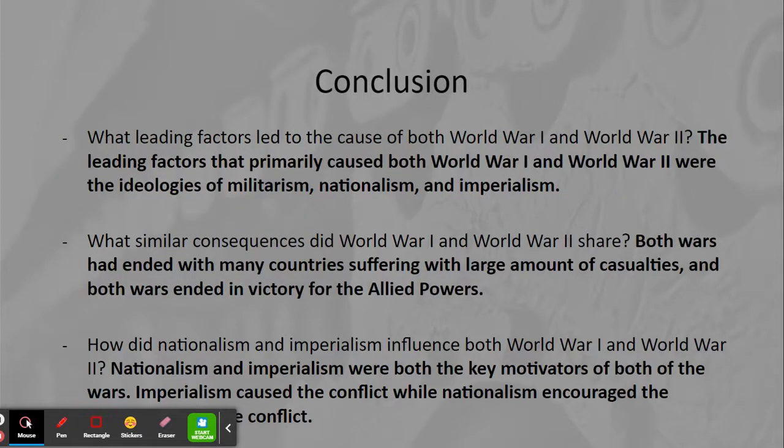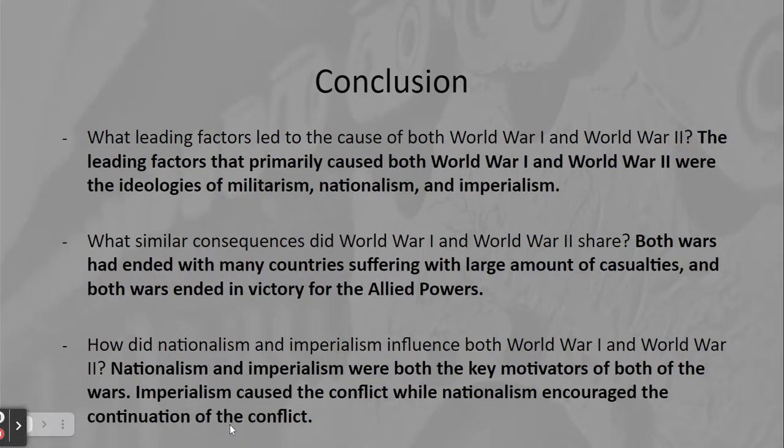And in conclusion, what leading factors led to the cause of both World War One and World War Two? The leading factors that primarily caused both World War One and World War Two were the ideologies of militarism, nationalism, and imperialism. What similar consequences do World War I and World War II share? Both wars ended with many countries suffering a large amount of casualties, and both wars ended in victory for the Allied powers.